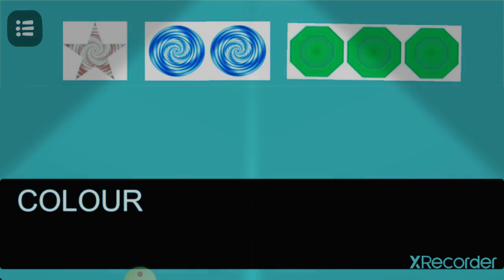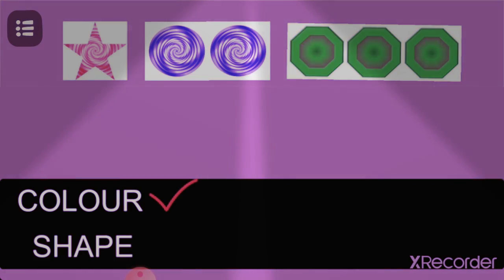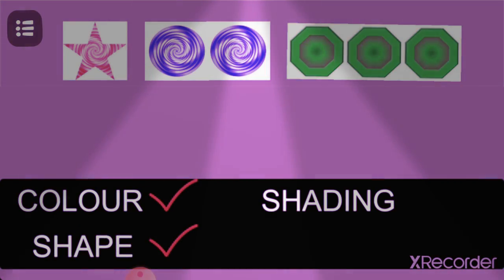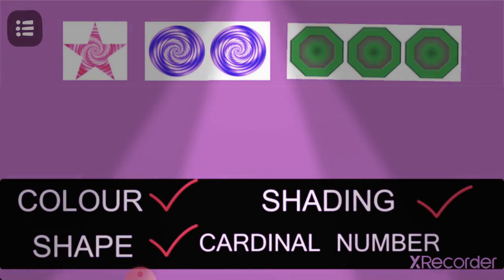Color? All are in different colors. Shape. All are different shapes. Shading. It is different too. Cardinal number. They are different. It's also a set.